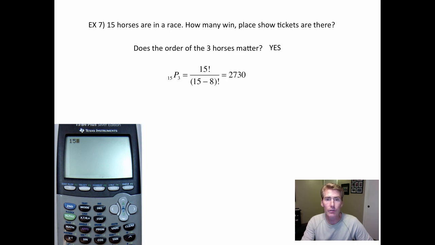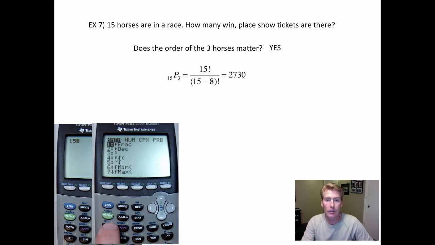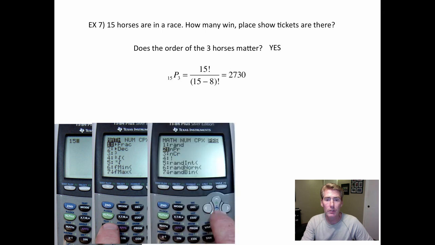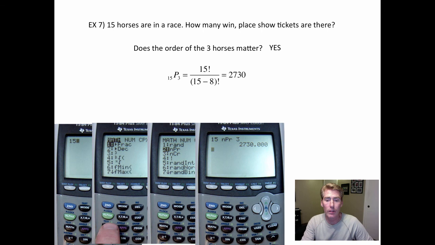You put the 15 in first and then go to Math, Probability, nPr, National Public Radio. Then put the 3, and after you put enter, it'll give you the 2,730.